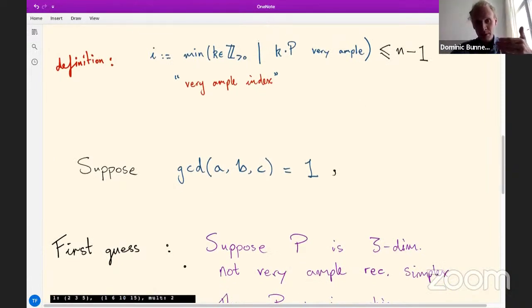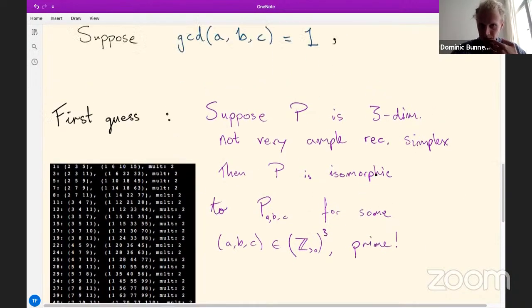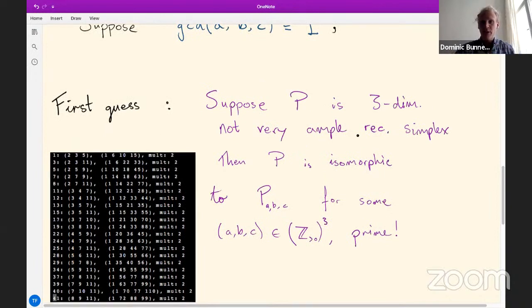Now we're going to put some requirements. So A, B, and C we're going to take to be co-prime. A first guess after doing some experiments is that we assume P is not very ample. Then P has to be of this form. Actually, this wasn't strong enough, sorry, that should have been replaced. We're going to take each of these to be prime, so distinct prime numbers. Then if it is not very ample, it has to be of this form here.